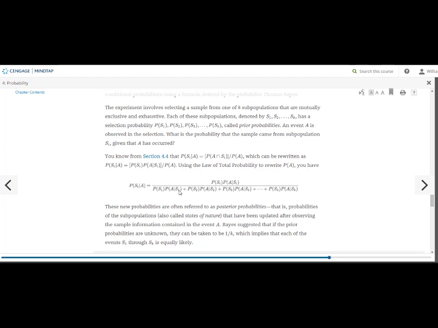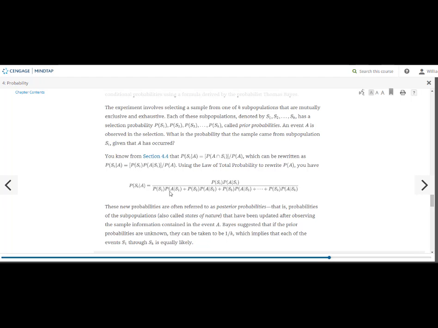Now just the probability of A, without being given S1, just the probability of A without being given S2, that's just called the prior probability. So prior means before. Before being given S1, what would you say is the probability of A? That's called the prior probability. So just P of A is called the prior probability of A.